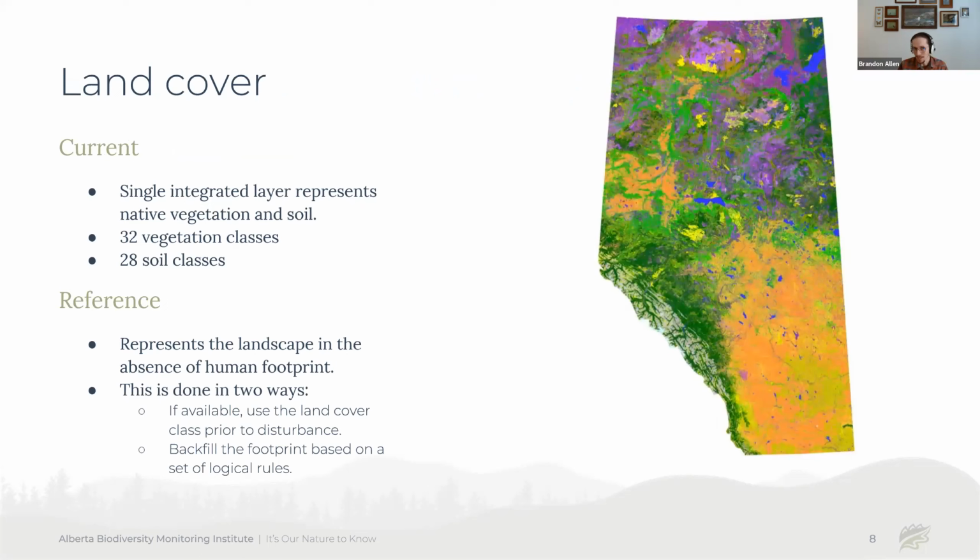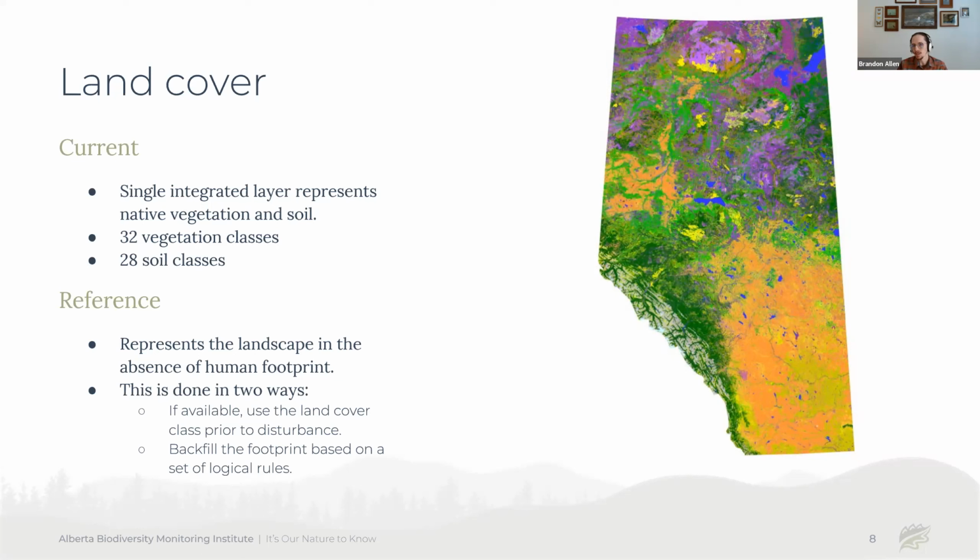So we know where the species are, we know the footprint that is there. The other thing that we need is the land cover. At ABMI, we have an internal integrated vegetation and soil layer that we use. This is just trying to represent what the native vegetation is that is present there.